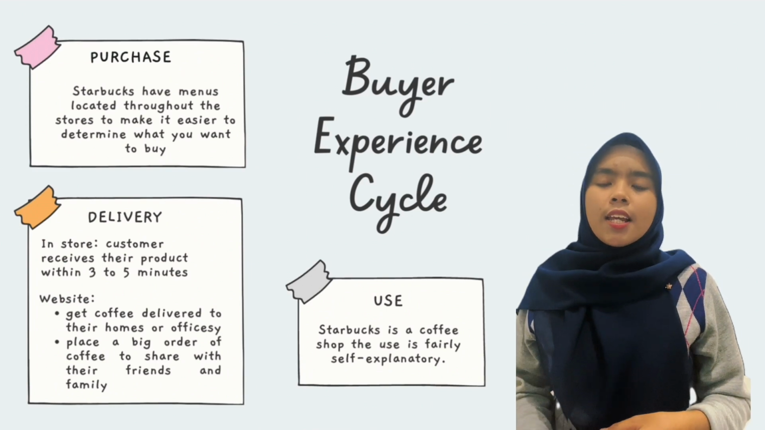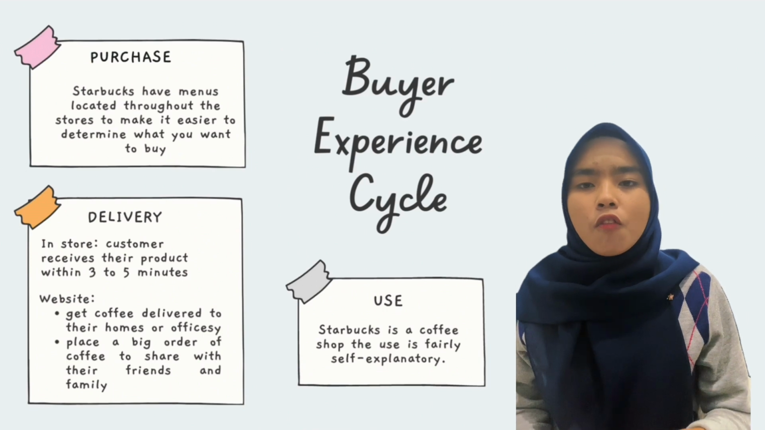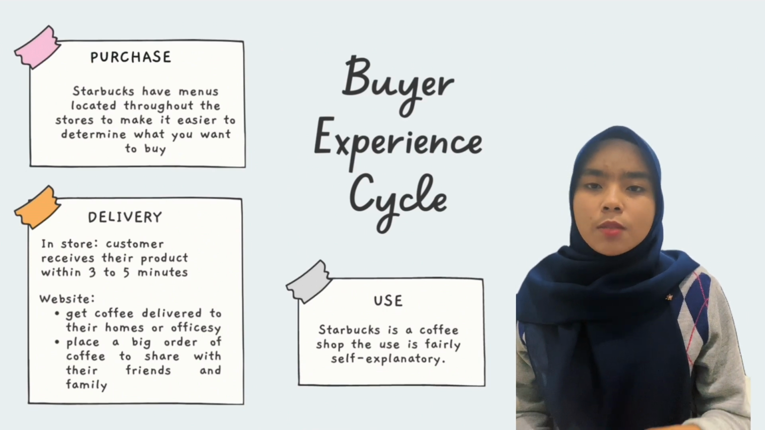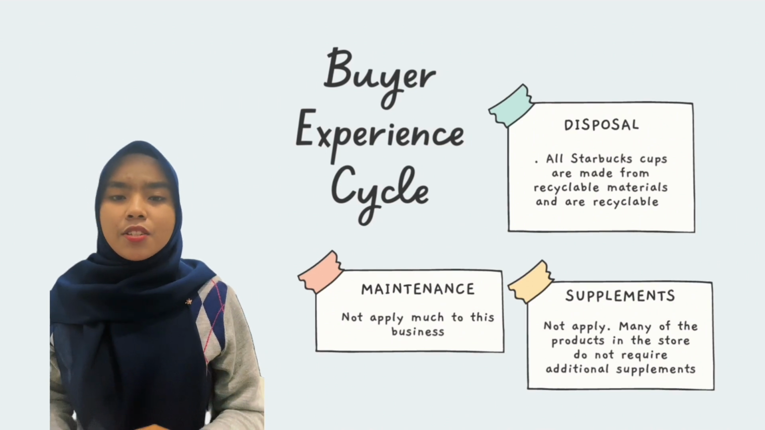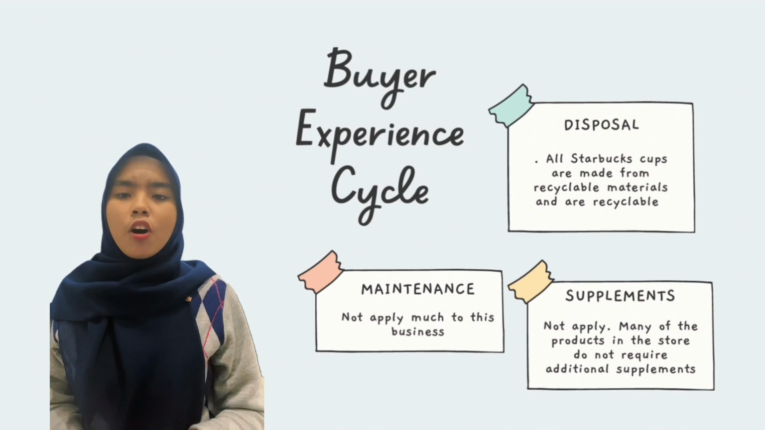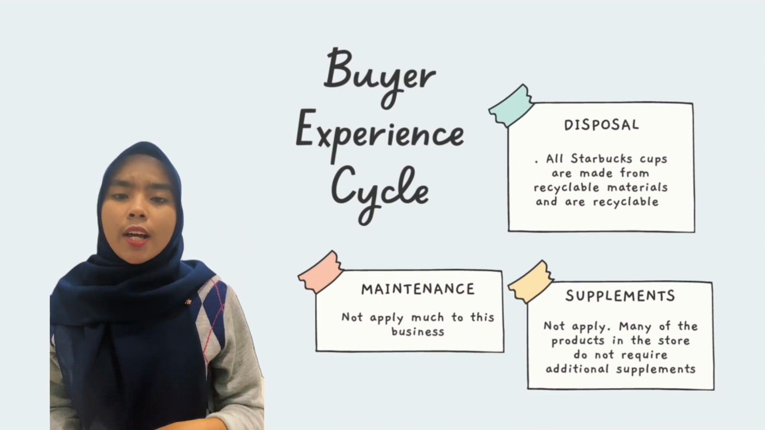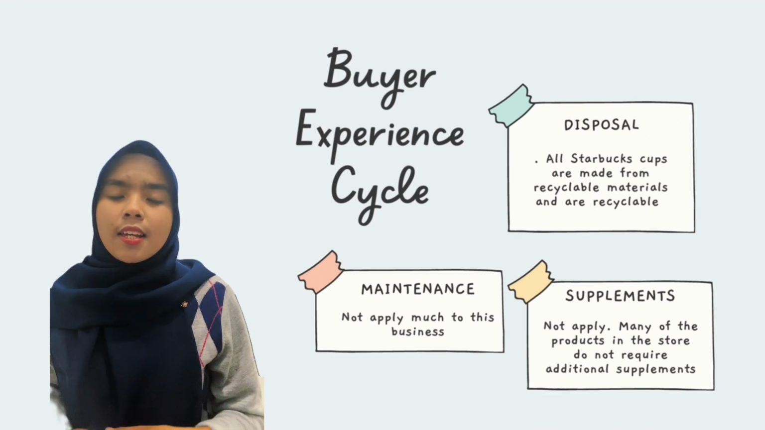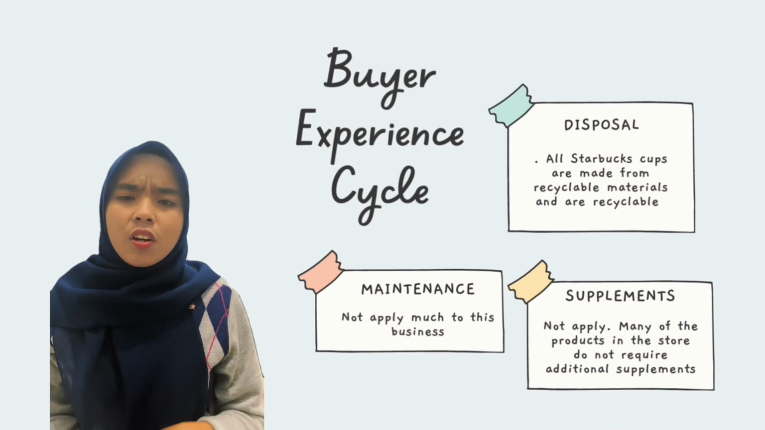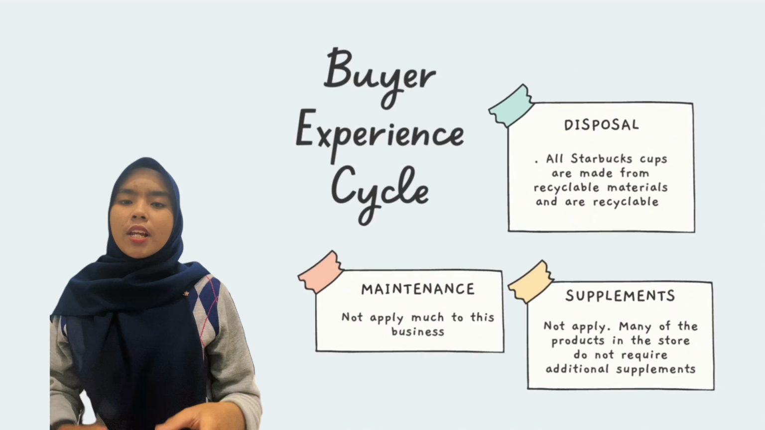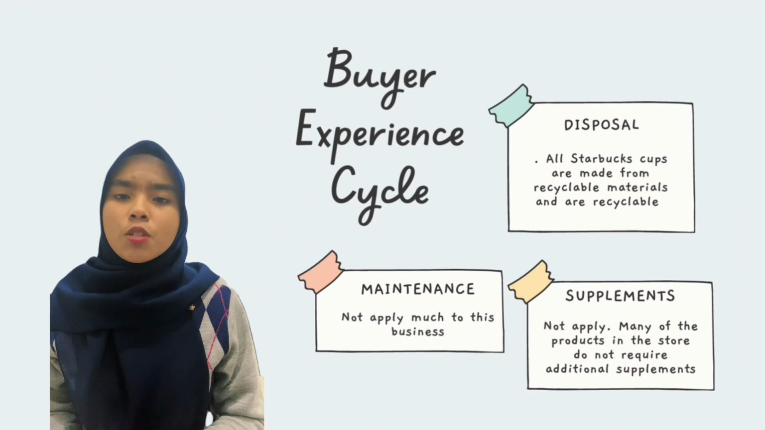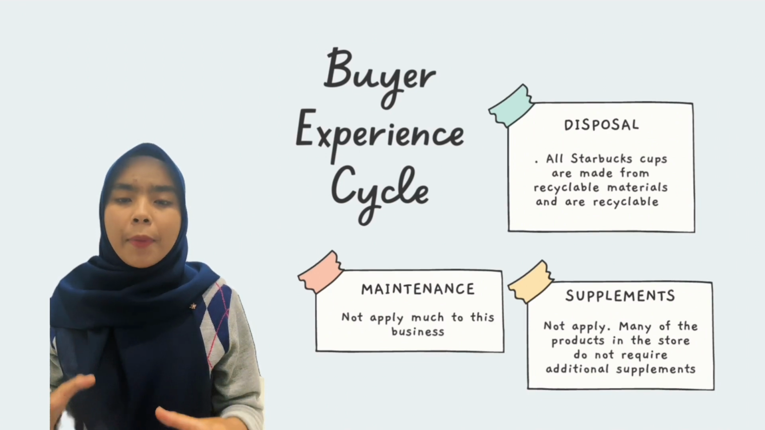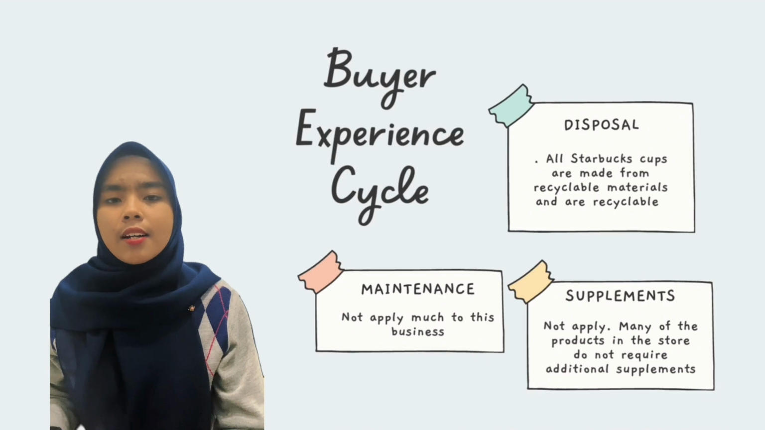The third area of the cycle is the use, and because Starbucks is a coffee shop, the use is fairly self-explanatory. The fourth area of the cycle is supplements, and it really doesn't apply to Starbucks because many of the products in the store do not require additional supplements. Maintenance is the fifth area, and it goes along with the last two because it really doesn't apply much to this business. And the last area of the experience cycle is the disposal. All Starbucks cups are made from a recyclable material and are recyclable as well.